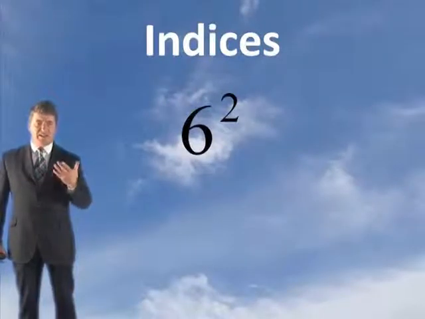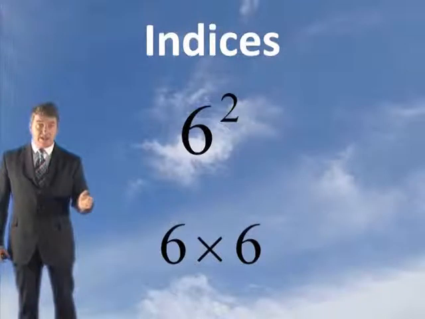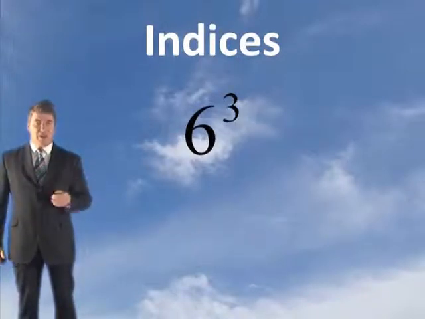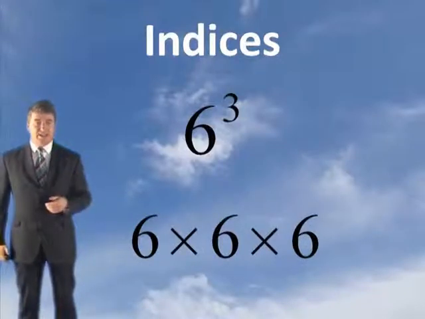Now I want to cover the basics of working with indices and what they mean. As you can see here, this says 6 to the power of 2. Well, what does that mean? Well, it means 6 times 6. Yeah, straightforward, 36. What about this one, 6 to the power of 3? Well, this means 6 times 6 times 6, which is 216.